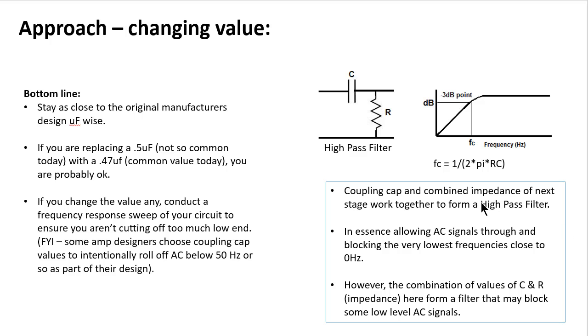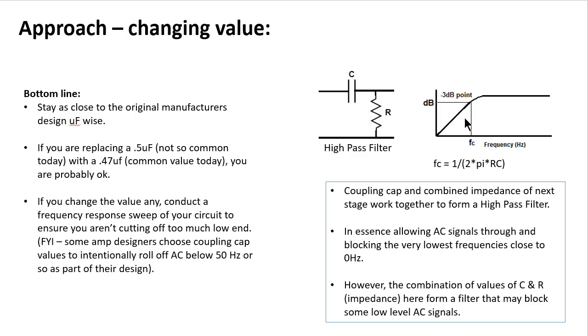Okay, if we want to talk about changing the value of a coupling cap, the first thing you've got to understand is this coupling cap, joined with the resistance or impedance of the following stage, work together to form what is called a high-pass filter. In other words, it lets higher frequencies flow through here, and it sends frequencies closer to 0 hertz or DC off to ground here. Okay, that's the way this CR filter works.